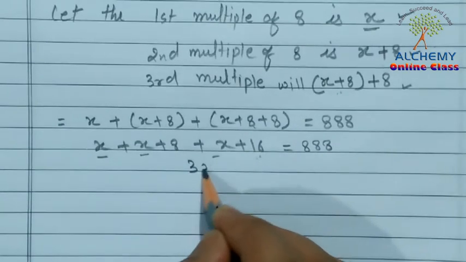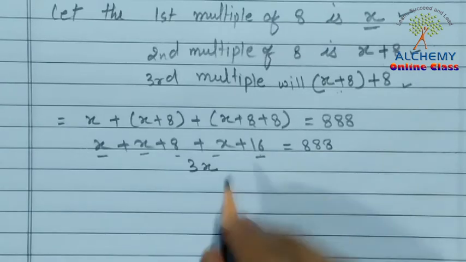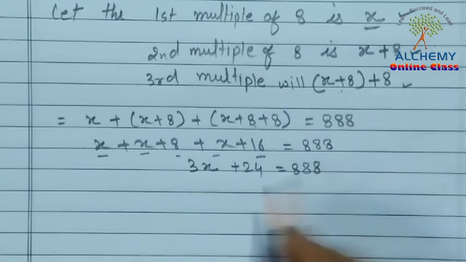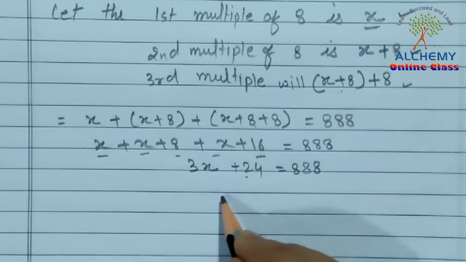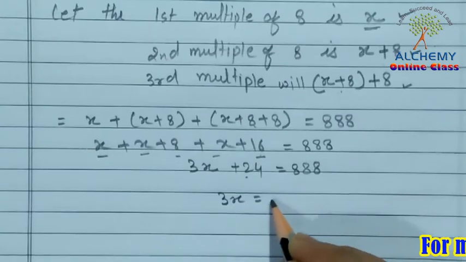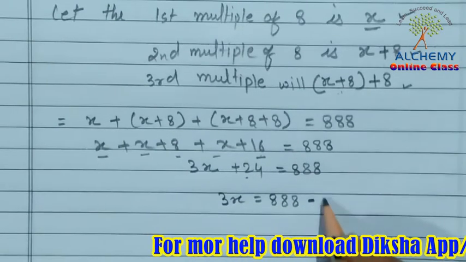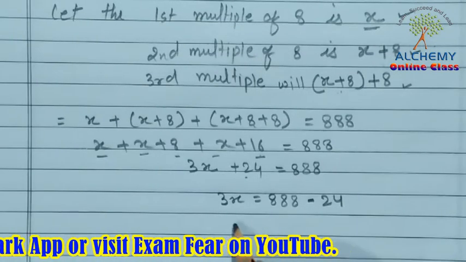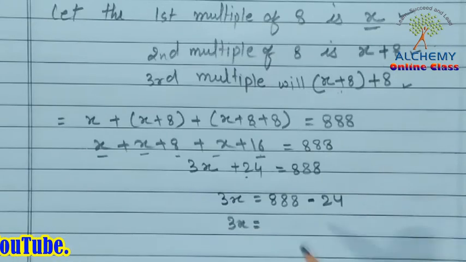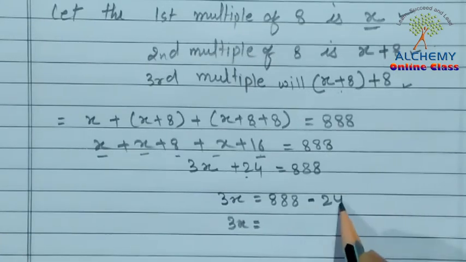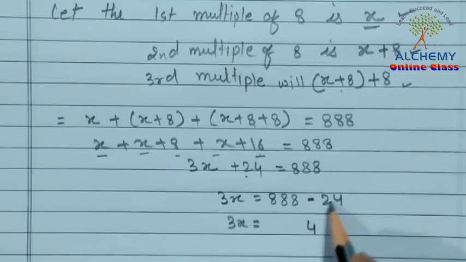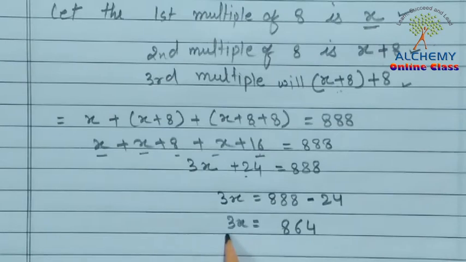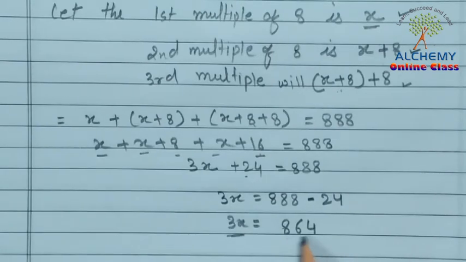So we can write here 3x, 16 and 8 will be added and we get 24, and it will be 888. This 24 will be taken to the other side. So 3x is equal to 888 minus 24. When we subtract this 24 from 888, we get 3x is equal to 864. Okay, so we have the value for this 3x as 864.